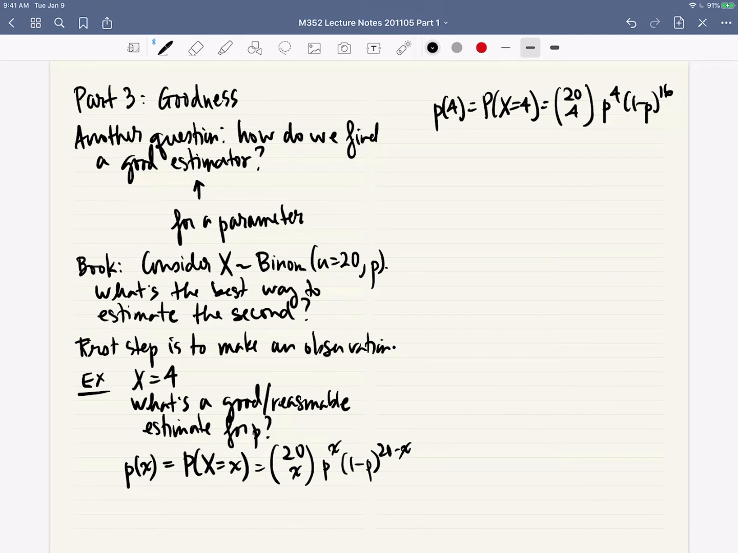Now, remember, we don't know what p is. The question we're asking is what value of p makes x equals 4 the most likely? Right? That's our one observation of x. What makes it the most likely for us to have seen? So we'll look at two ways to answer this question.